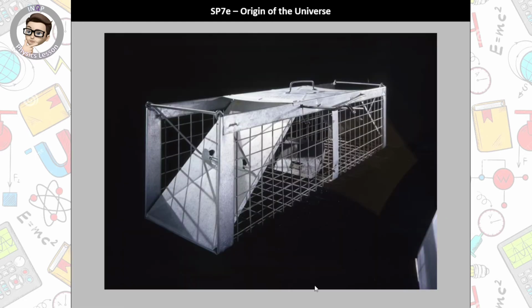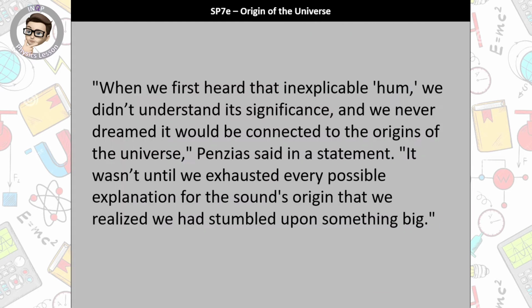They went so far as to catch the mating pigeons that were living inside of the microwave, what we call the horn, the detector, and released them. But they then had to scrape all the pigeon poo from inside of the microwave detector, because they thought maybe that's what's causing these additional microwaves that we weren't expecting. And unfortunately, they still had the static.